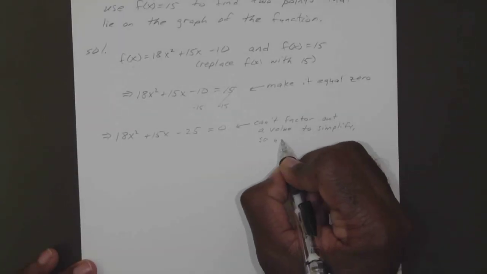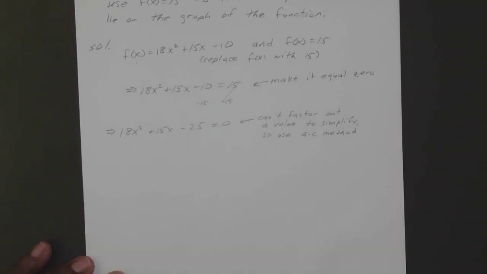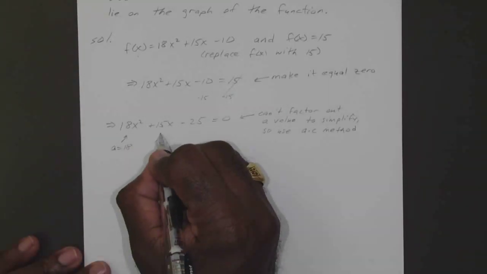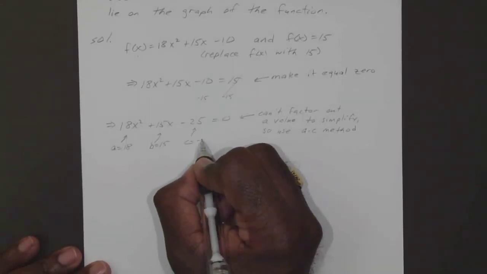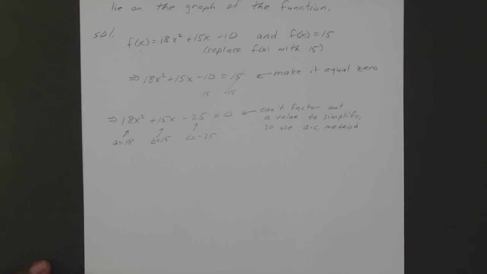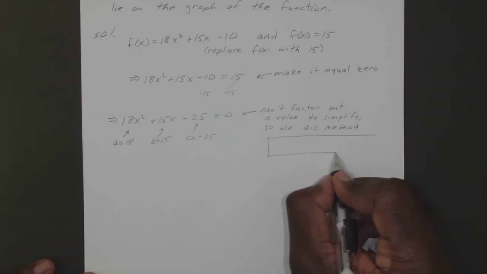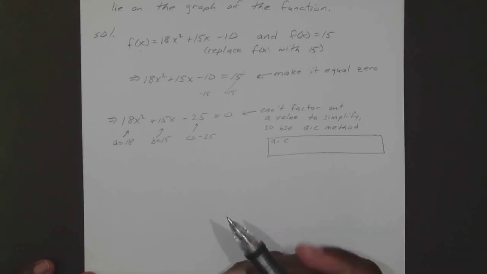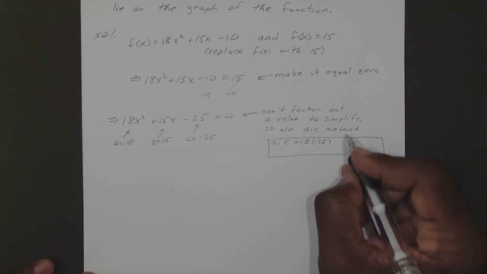Okay, so use the A times C method. Okay, so here A is equal to 18, B is equal to 15, and C is equal to negative 25. So just to make a little side note, A times C is 18 times negative 25, which is negative 450.